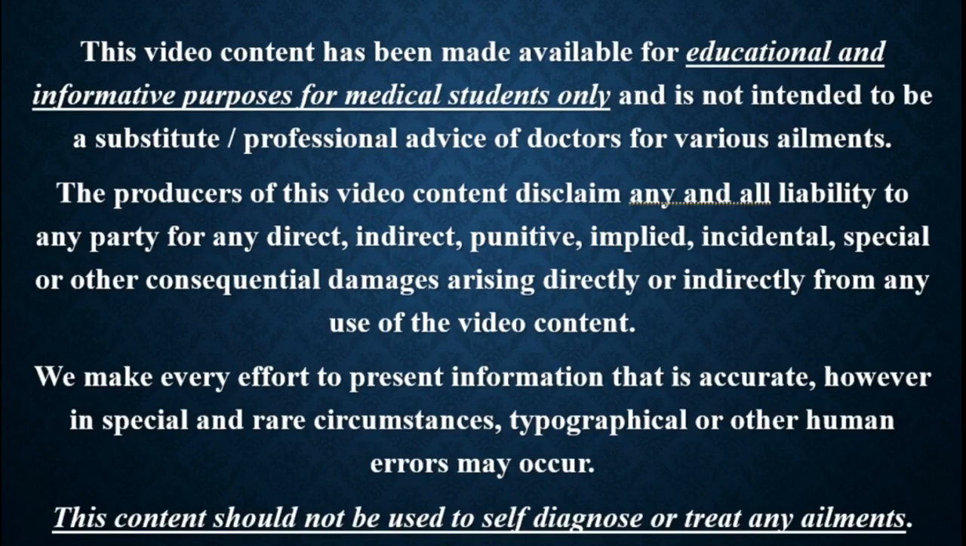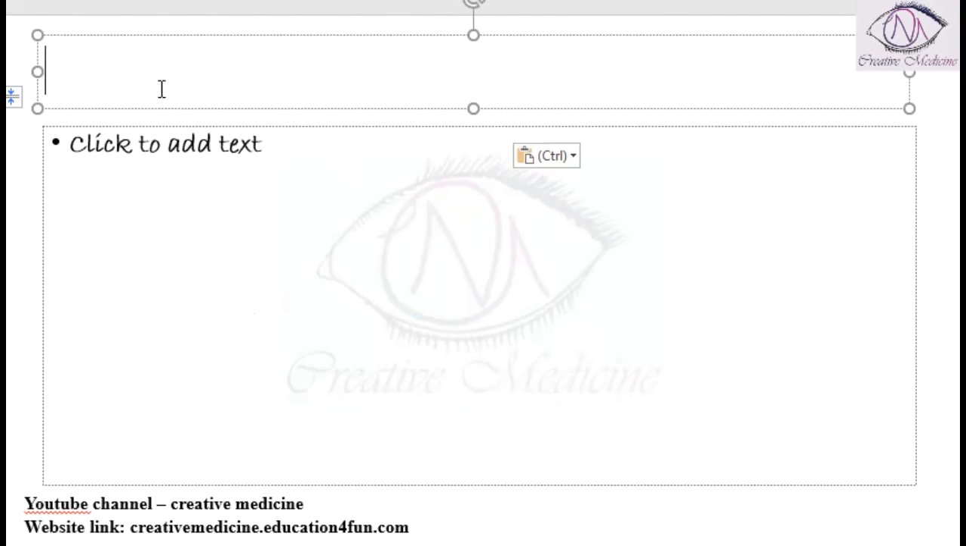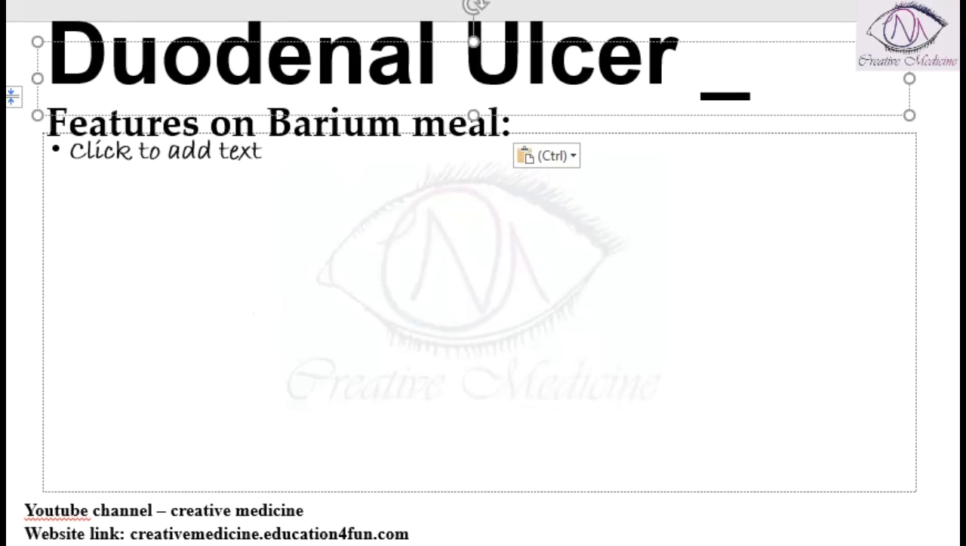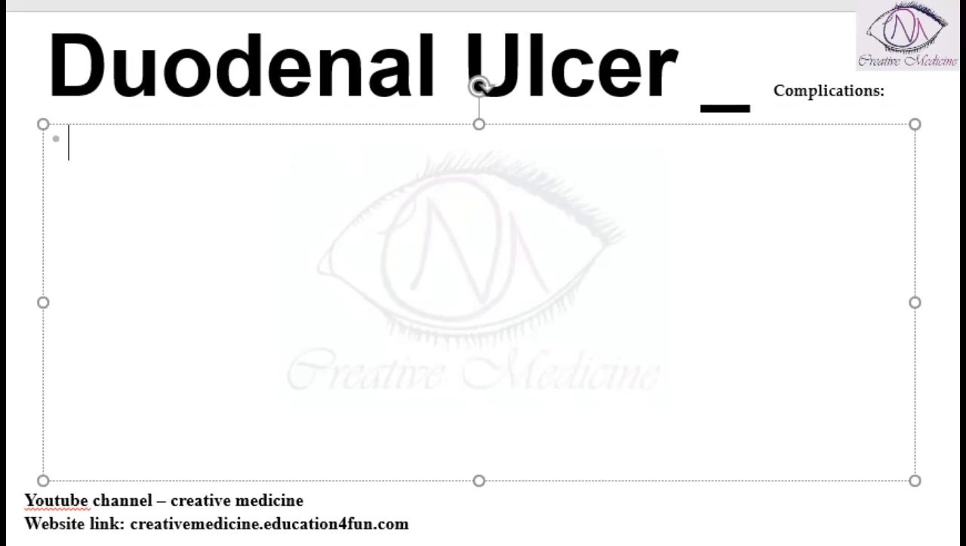In this lecture, we will learn about the complications of duodenal ulcers. Now, what are the complications of duodenal ulcers? If you see the complications, in a patient with duodenal ulcers, the most common complication is bleeding. Bleeding or hemorrhage is the most common complication in a patient with duodenal ulcers.